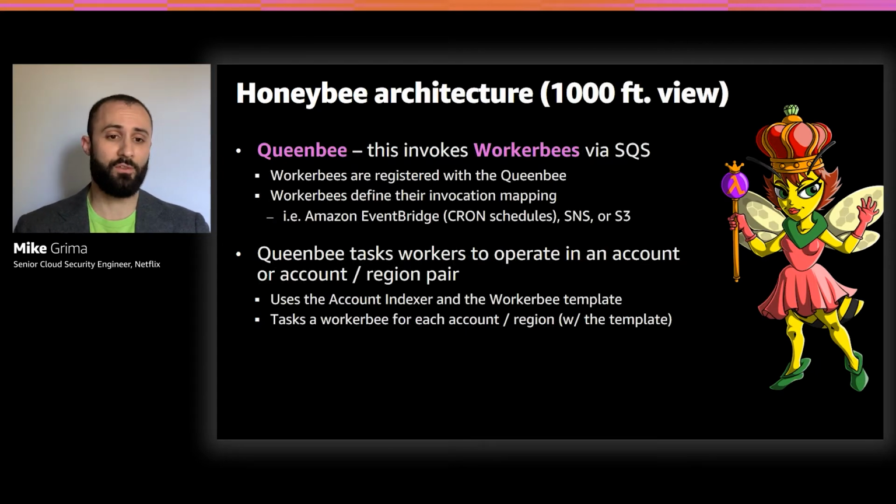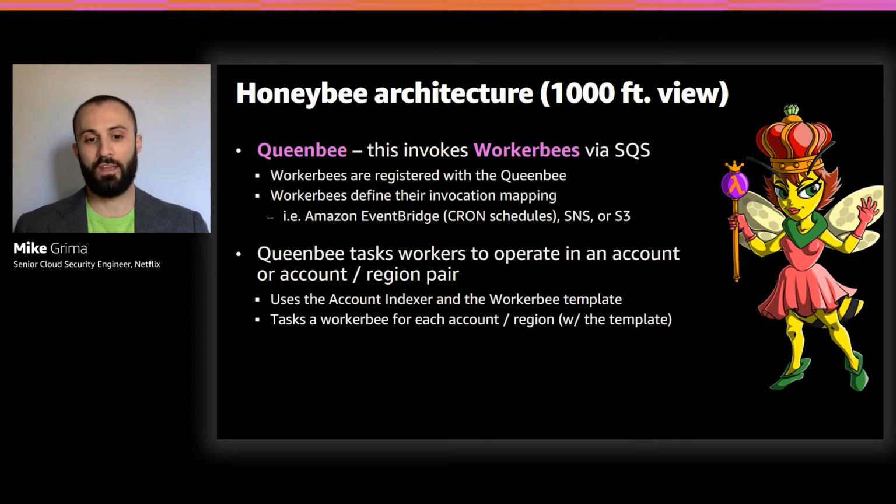From a 1,000-foot view, the way our architecture works is that we have a component called the queen bee. And the queen bee invokes worker bees through SQS queues. Worker bees are registered with the queen bee and define its invocation parameters. For example, we have some worker bees that operate on a cron-like schedule that are executed through Amazon EventBridge. We can execute them through SNS topics or even on S3 object uploads, like for instance, if a worker bee template is updated and goes into S3, that can then invoke the workers to go out and do some work.